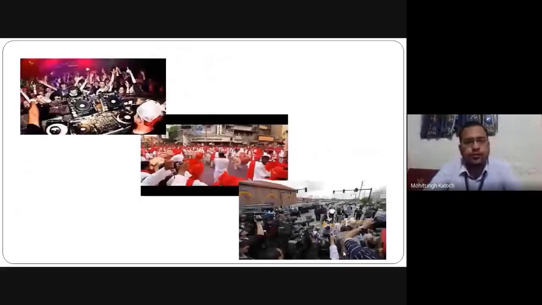So this photograph shows various types of social events and how noise pollution is created in these social events.